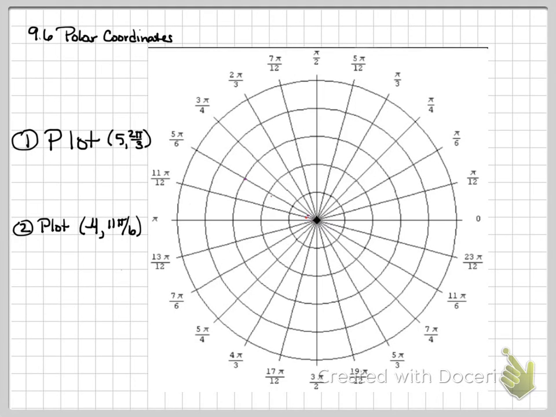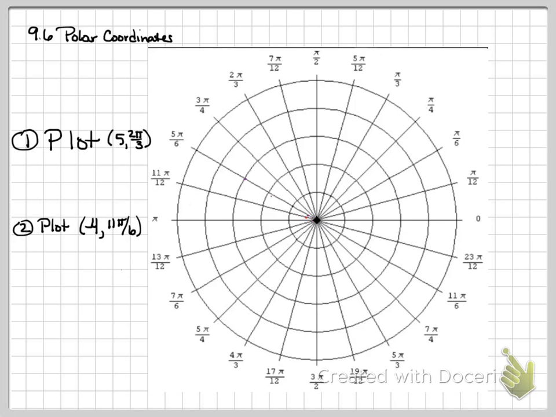Okay, here are the notes for 9.6 on polar coordinates. We're going to start off by plotting some polar coordinates. I've placed a polar graph on here. You may want to pause the video and make a copy of this, or you can go online and print yourself out a copy. Just type in polar graphs.